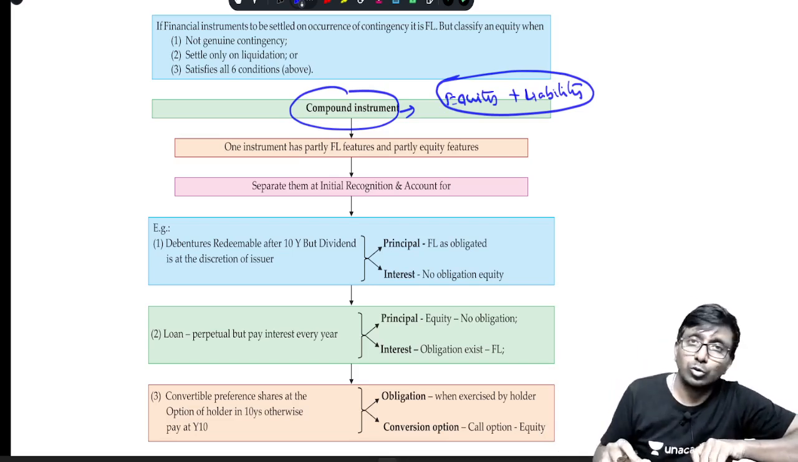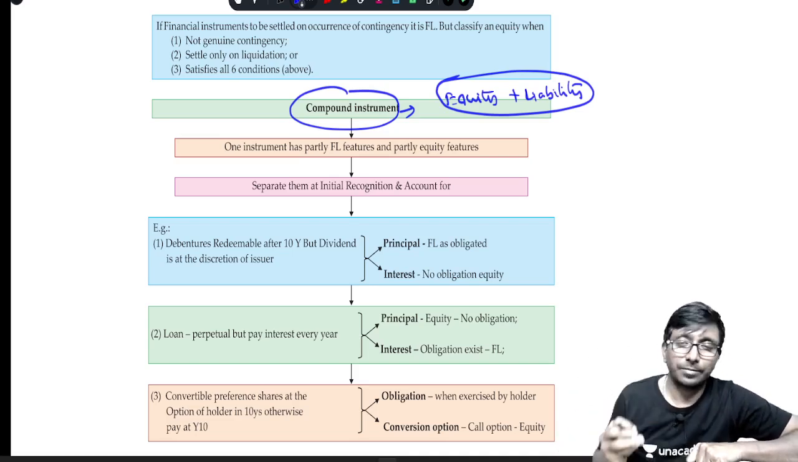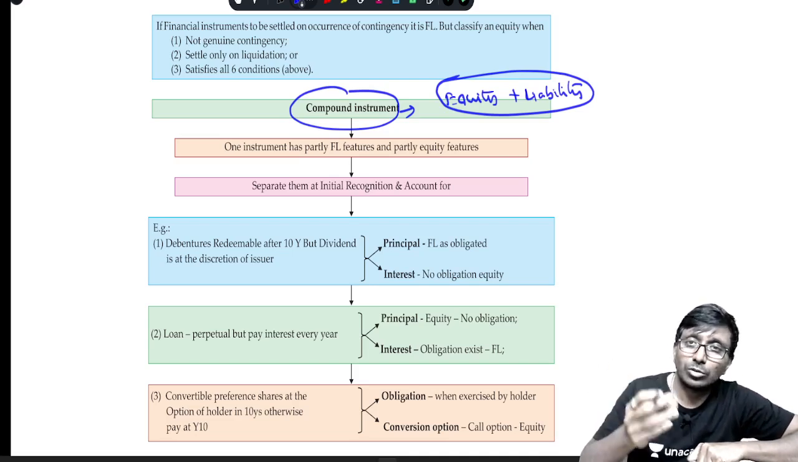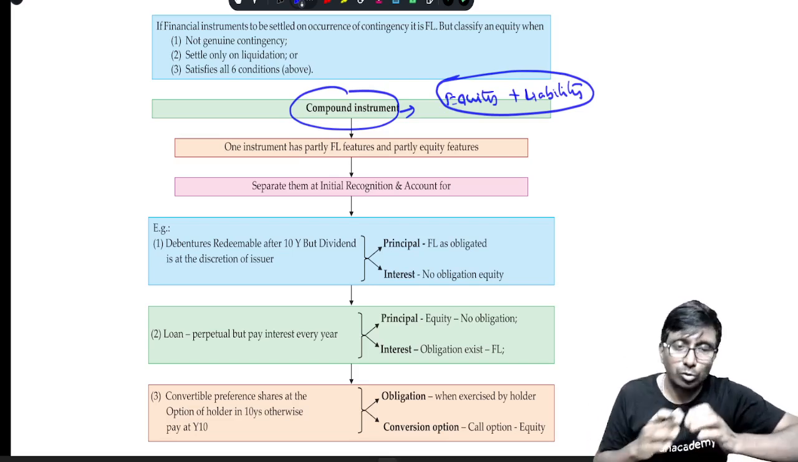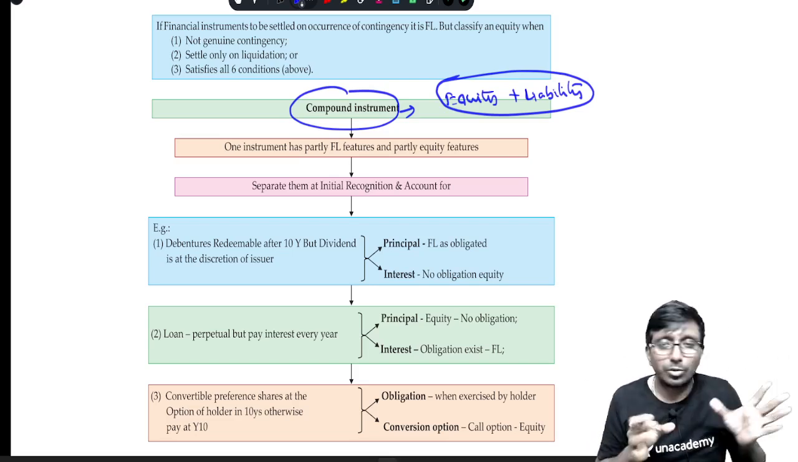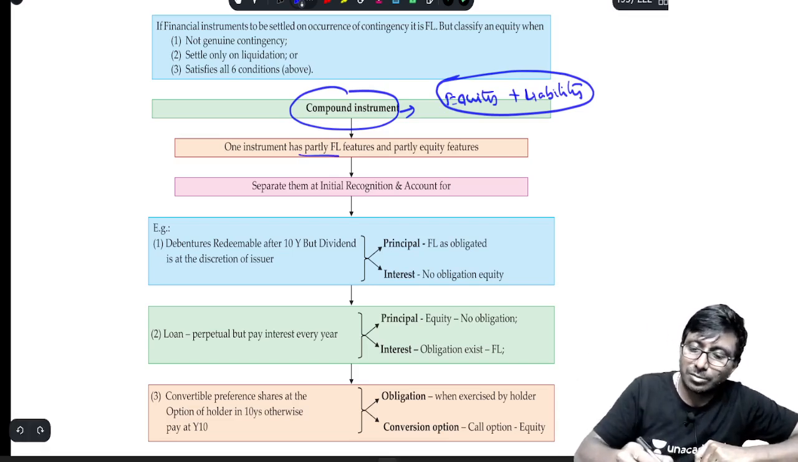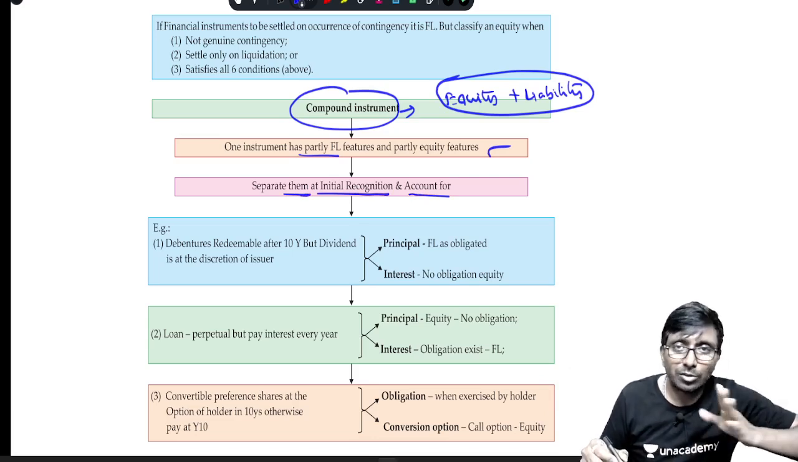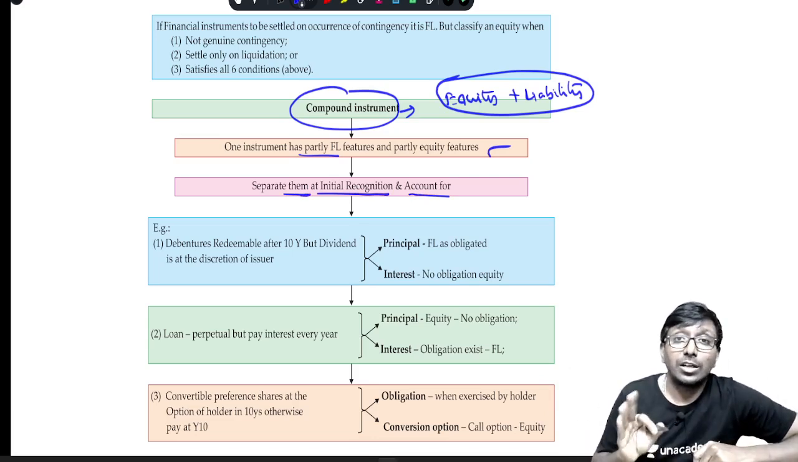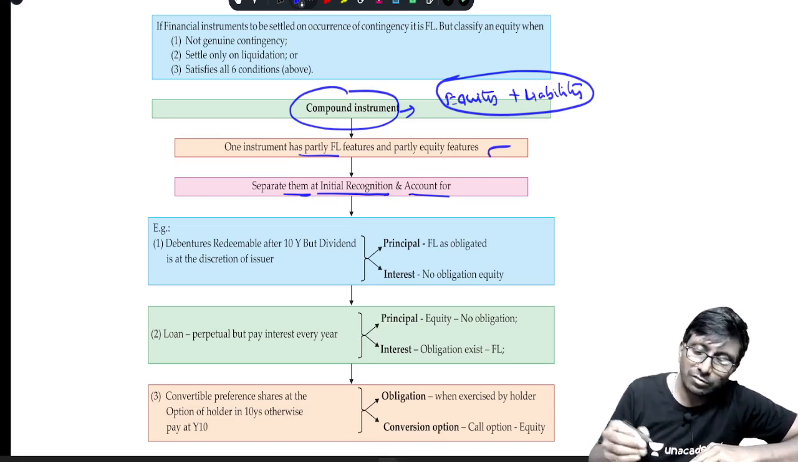That's why what are we supposed to do? Initially, the first time when you become a party to the contract, at that time itself, what are we supposed to do? Bifurcate it. Equity should be equity, liability should be liability. Once the instrument has a partly financial liability part, separate the item at initial recognition and account for it. Liability is liability only, equity is equity. You cannot keep both things under one category.